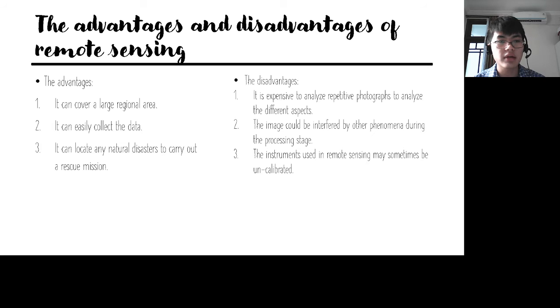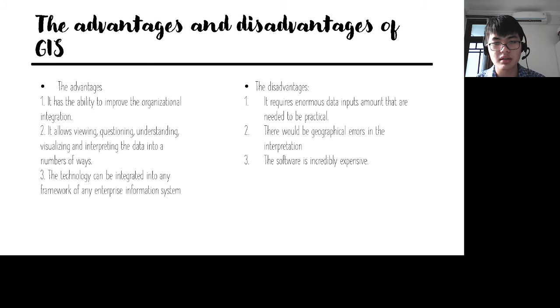Okay, last but not least, we have the advantages and disadvantages of remote sensing. The advantages is that it can cover a large regional area, it can easily collect the data, and it can locate any natural disasters to carry out a rescue mission. But the disadvantages is that it is expensive to analyze repetitive photographs, to analyze the different aspects. The image could be interfered by other phenomena during the processing stage. The instruments used in remote sensing may sometimes be uncalibrated.